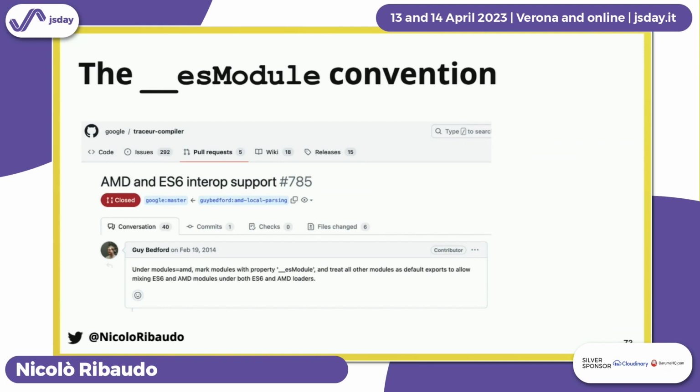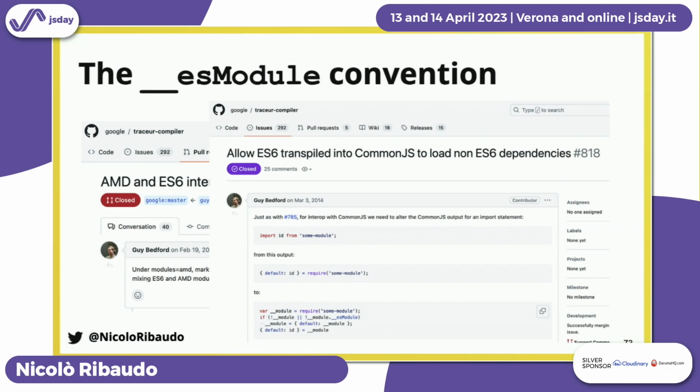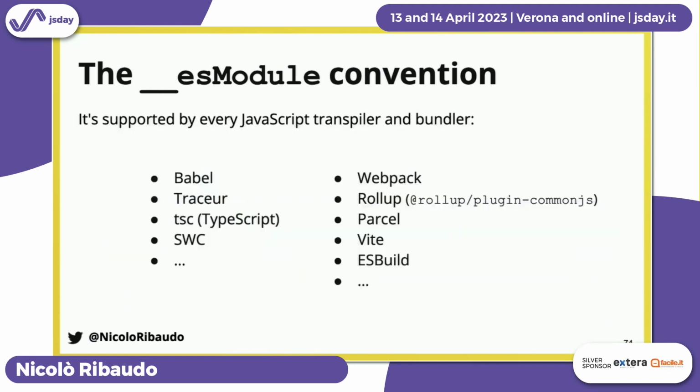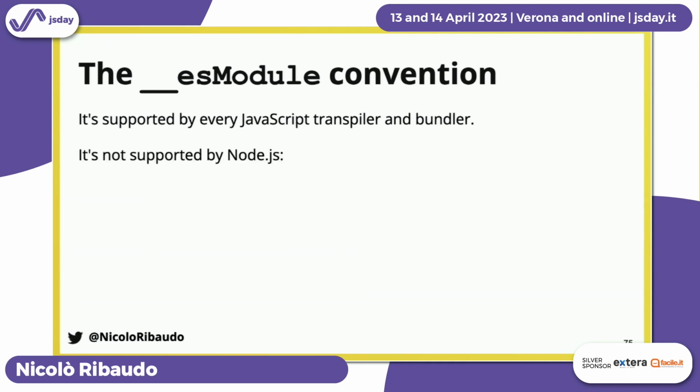And this convention is very, very old. It was first introduced in 2014 in Traceur. 2014 was even before ESM was standardized; that shipped in ES6 in mid-2015, so this was more than one year before. It was first just for AMD, and then it was also ported to CommonJS. And this convention is supported by every JavaScript tool, as I mentioned, like Babel, TypeScript, SWC, and all the various bundlers. Except that it's not supported by Node.js.